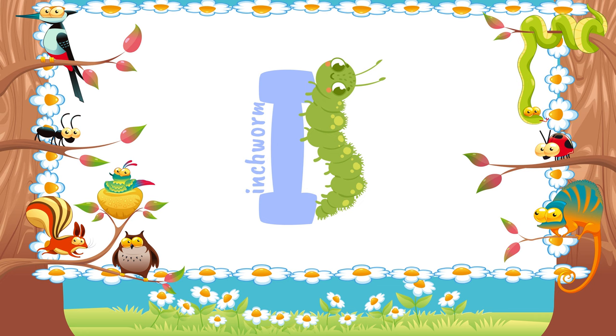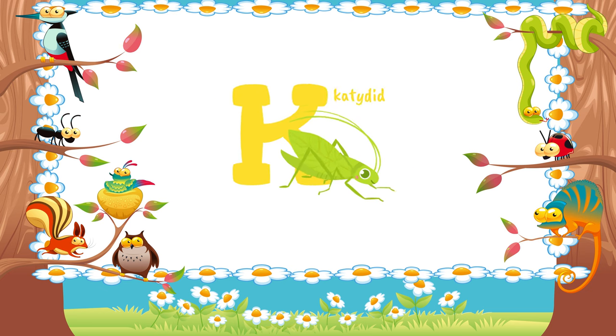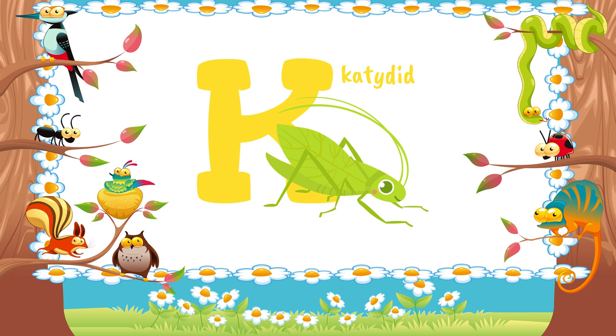I. I for inchworm. I. N. C. H. W. O. R. M. Inchworm. J. J for June bug. J. U. N. E. B. U. G. June bug. K. K for katydid. K. A. T. Y. D. I. D. Katydid.